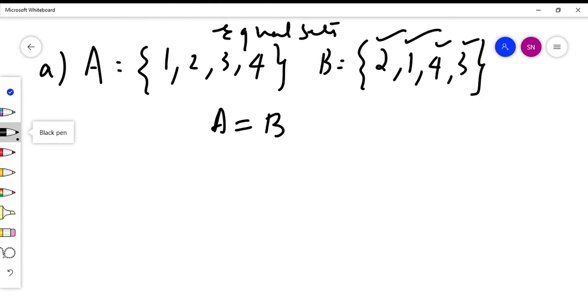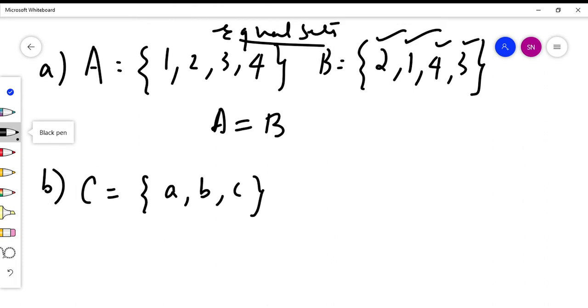Okay, so I'll give you another example. Consider set C is equal to {A, B, C} and set D is equal to {A, B, C}. I have two sets, correct? Here set C is ABC, set D is also ABC. Since all the elements of set C and set D are the same, consisting of the same letters, I can tell that set C is equal to set D.